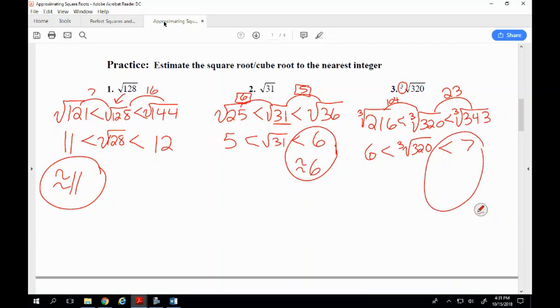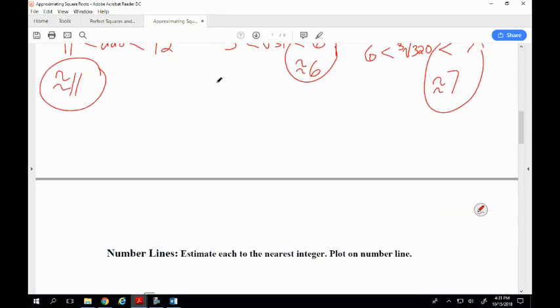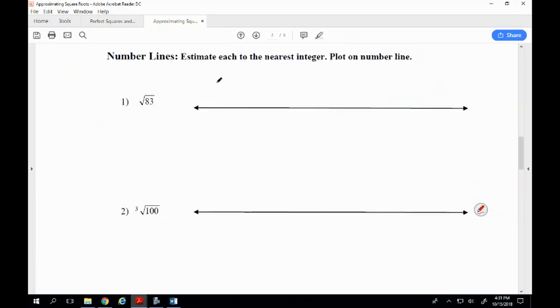So that means the cube root of 320 is approximately 7. All right? Okay, so now the next step. Just add a tiny bit here. It's still fairly simple for most of you guys. I know when we did these together in class, most of you found it fairly easy.